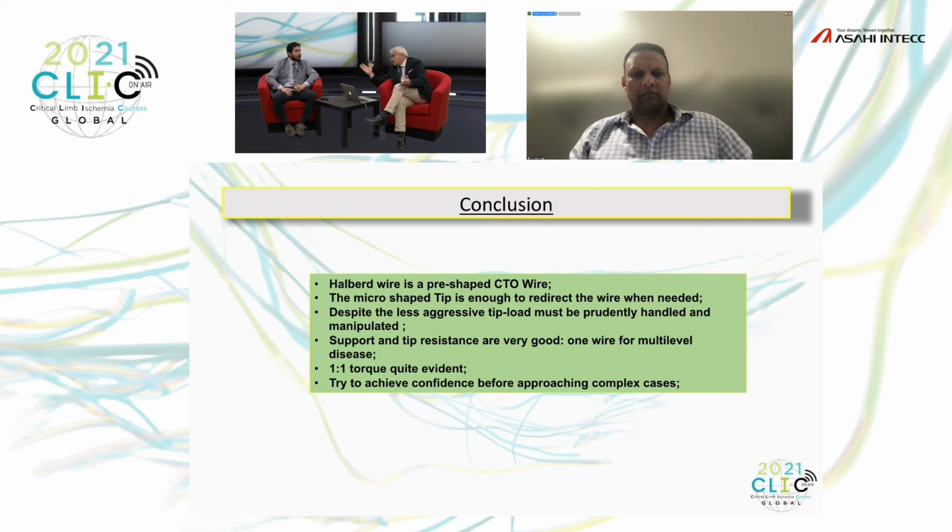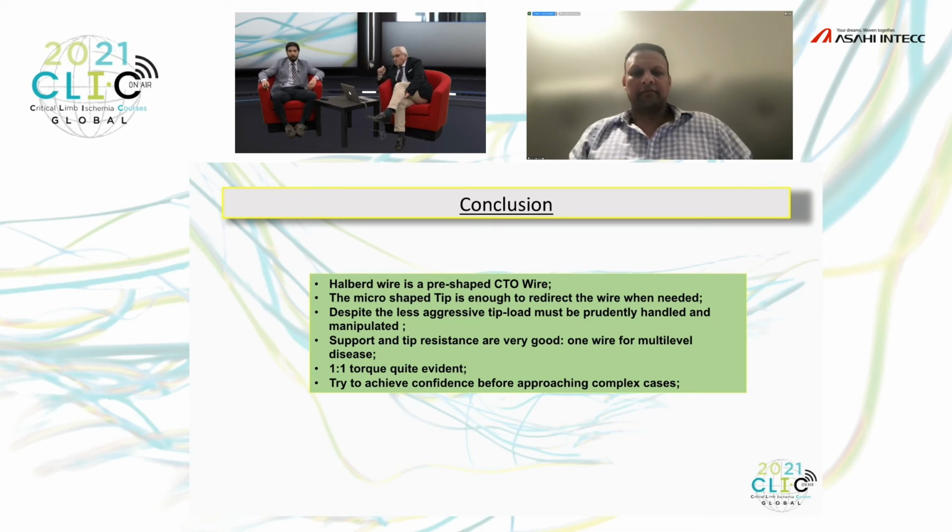Despite being less aggressive compared to the Astato 20 or 30 or other dedicated CTO wires, the support and tip resistance are very good. One wire for multi-level disease. So I found this advantage, because I could use just one wire to cross all the tract from the beginning of the procedure to the end of the procedure.